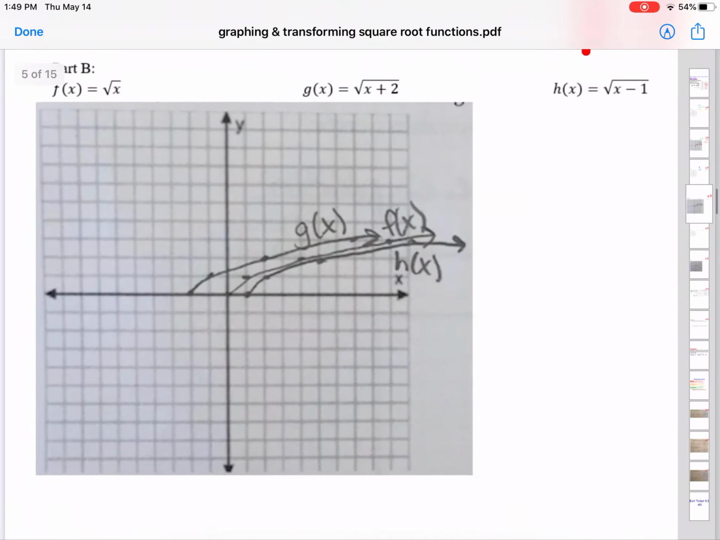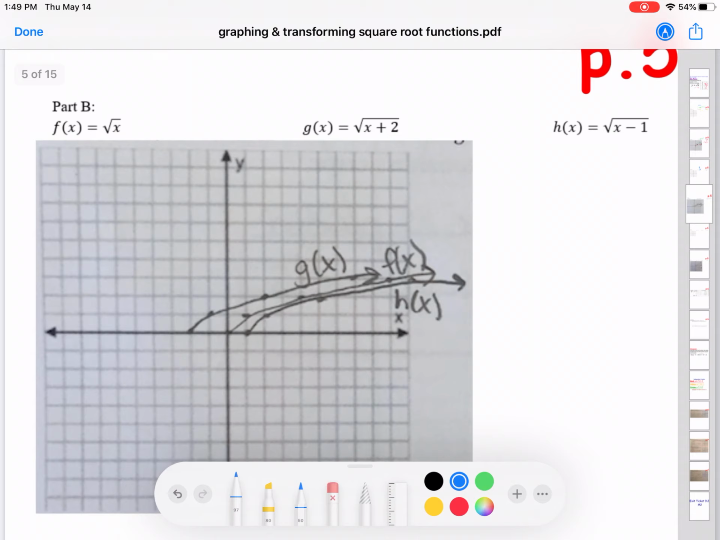Let's see what these graphs look like. If we take a look, again, we start with our original f of x function, which is right here in the middle. So looking first at g of x, that's this one over here that's been moved to the left. You'll notice that instead of starting at 0, 0, it now starts at negative 2, 0. So the entire graph has been shifted to the left 2 units.